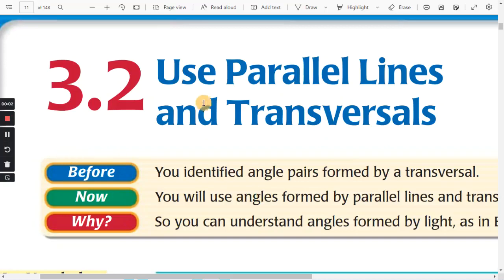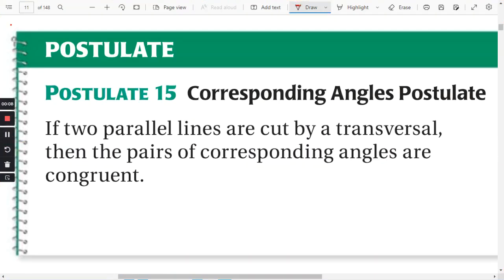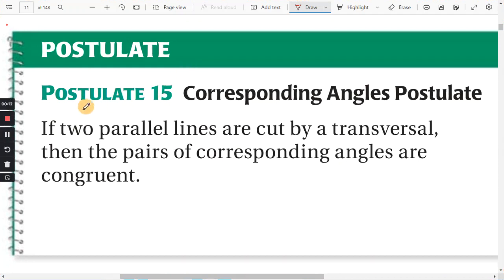Chapter 3.2, use parallel lines and transversals. All right, I'm going to give you these in the notes. Okay, this is for corresponding angles. If two parallel lines are cut by a transversal, then the pairs of corresponding angles are congruent. Okay, let's look at the diagram.